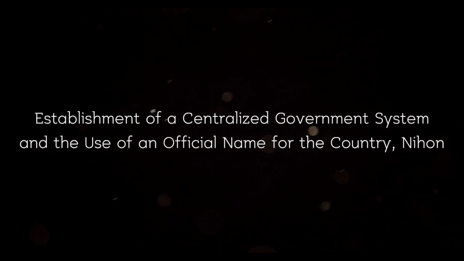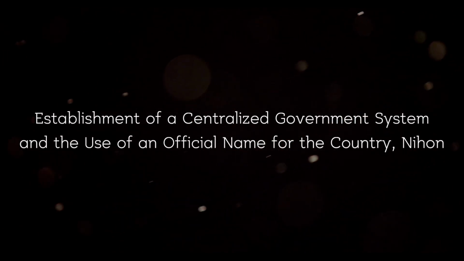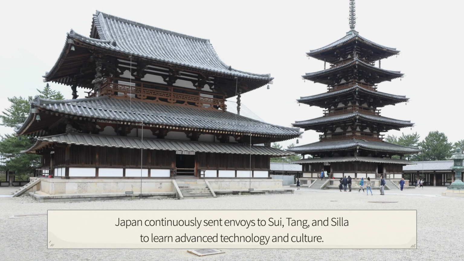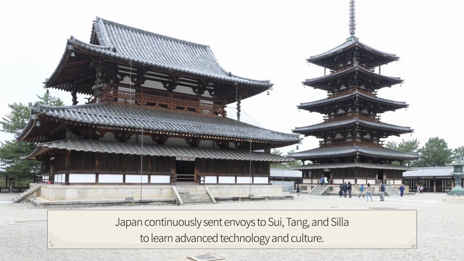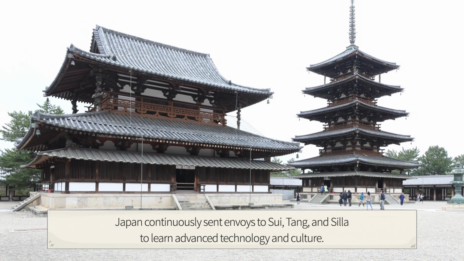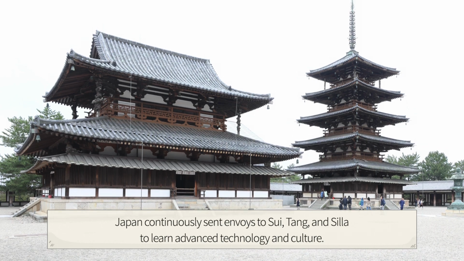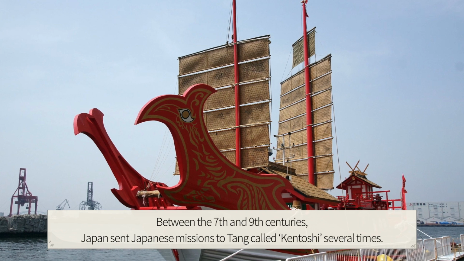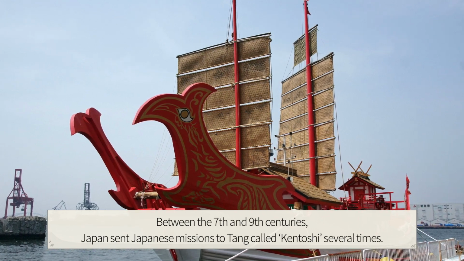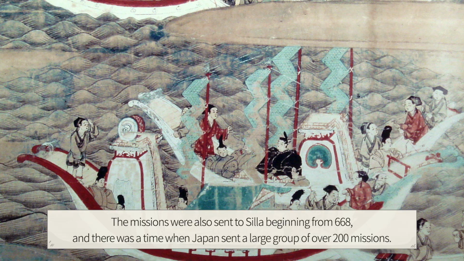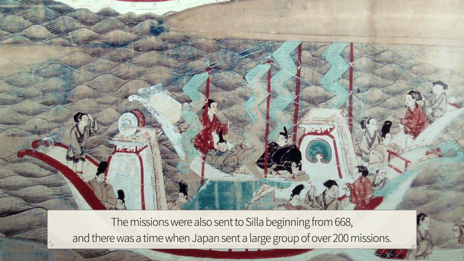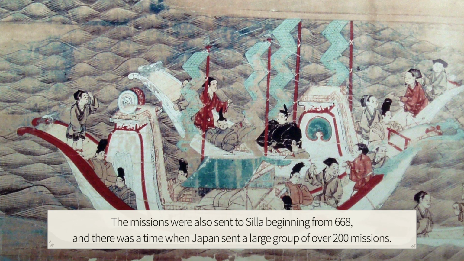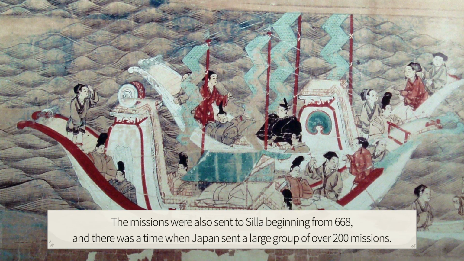Establishment of a centralized government system and the use of an official name for the country, Nihon. Japan continuously sent envoys to Sui, Tang, and Shilla to learn advanced technology and culture. Between the 7th and 9th centuries, Japan sent Japanese missions to Tang called Kentoshi several times. The missions were also sent to Shilla beginning from 668, and there was a time when Japan sent a large group of over 200 missions.